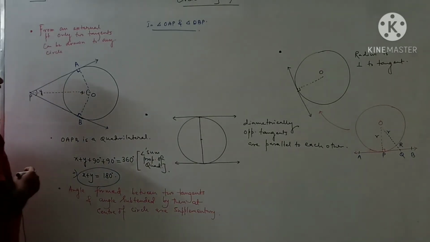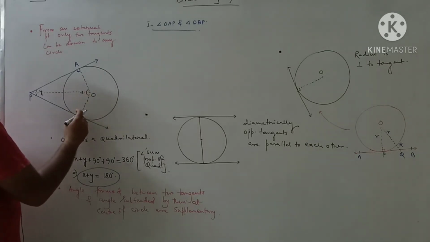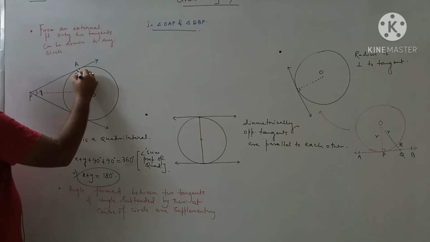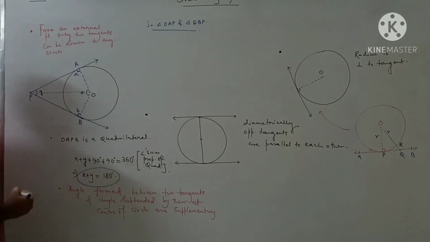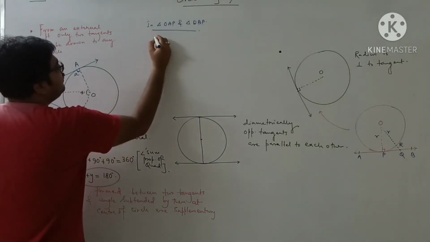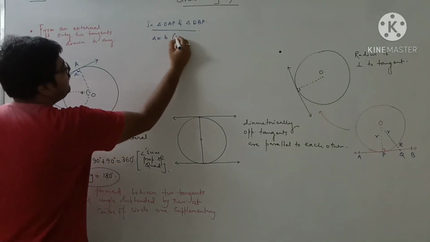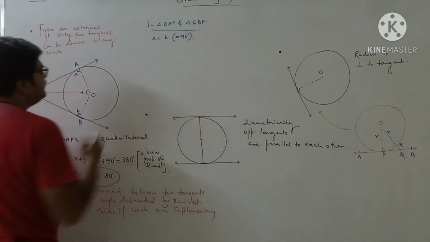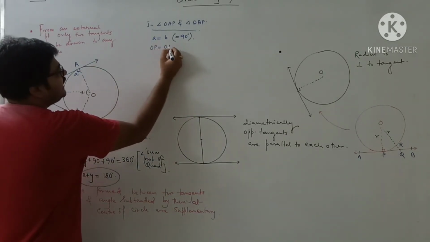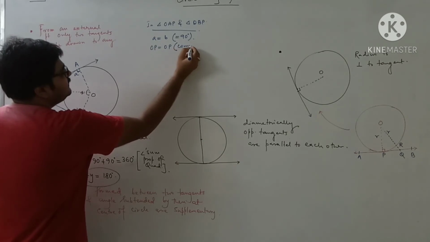First of all, OB and OA are equal. This one we are naming A and this we are naming small b. So now I can write A equal to B because both of them are 90 degrees. OP equals OP, this is the common side of both triangles.